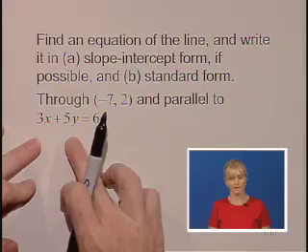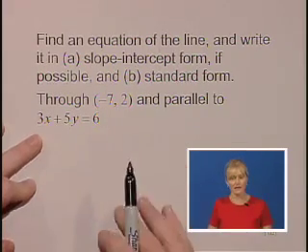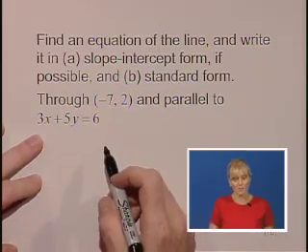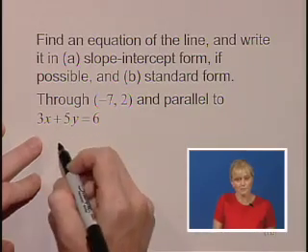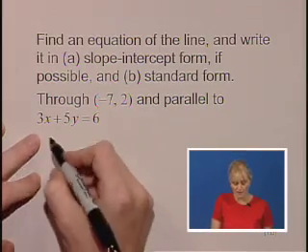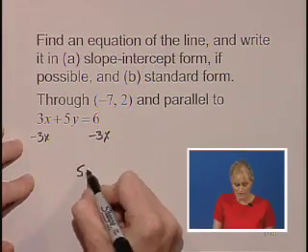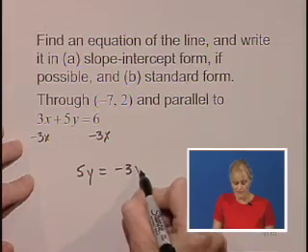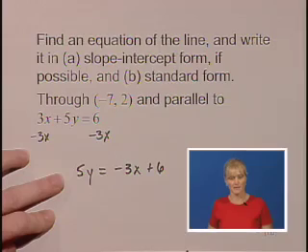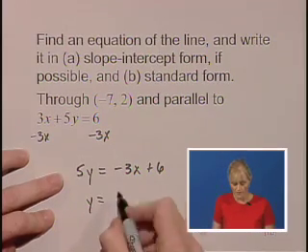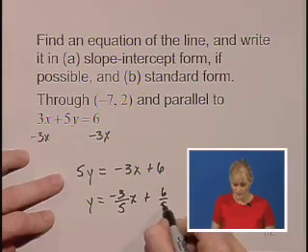So if we find the slope of this line, we'll have the slope of the equation of the line we're looking for. So we need to get this line into slope-intercept form, which means we need to isolate y on one side of the equation. So we're going to subtract 3x from both sides, and we'll have 5y equals negative 3x plus 6. We'll divide both sides by 5, and we'll have y equals negative 3/5 x plus 6/5.